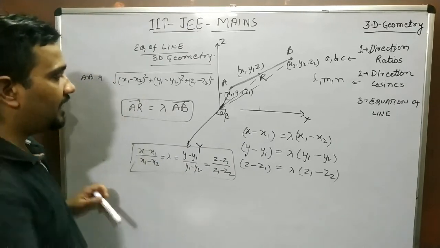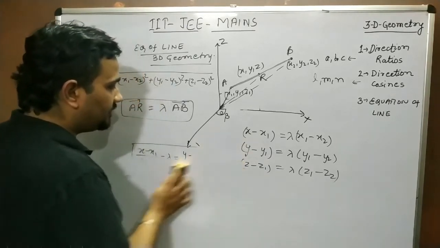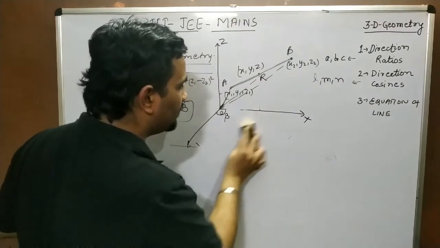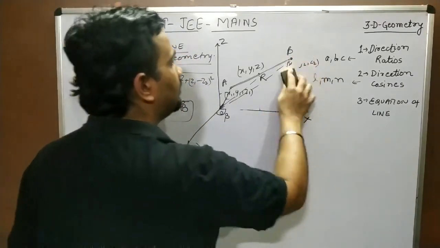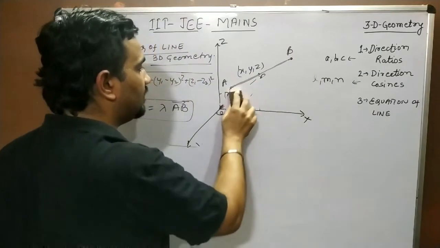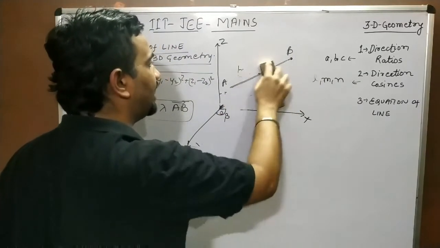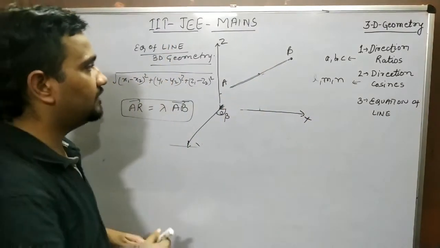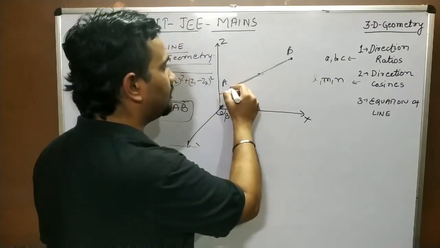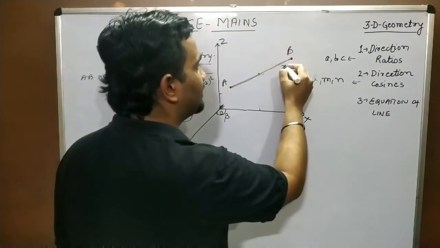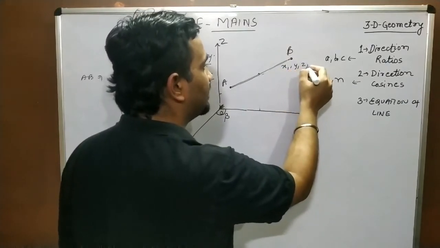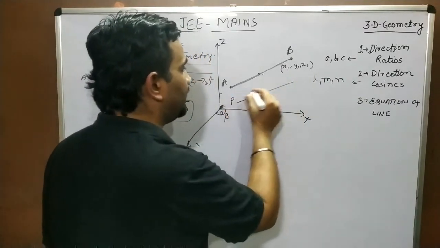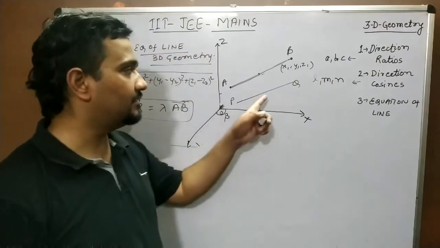So moving ahead, if we have another type of equation, that is, if a line is given to you which is parallel to a given line, you have to find out the equation of the line AB. If this line passes through the point x1, y1, z1 and this line is parallel to another line, that is PQ. Okay, another line is PQ.